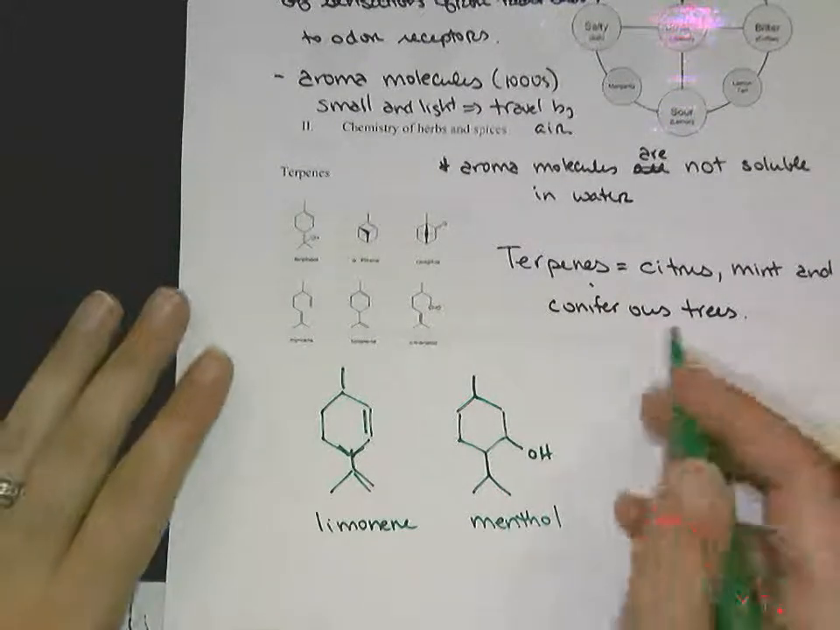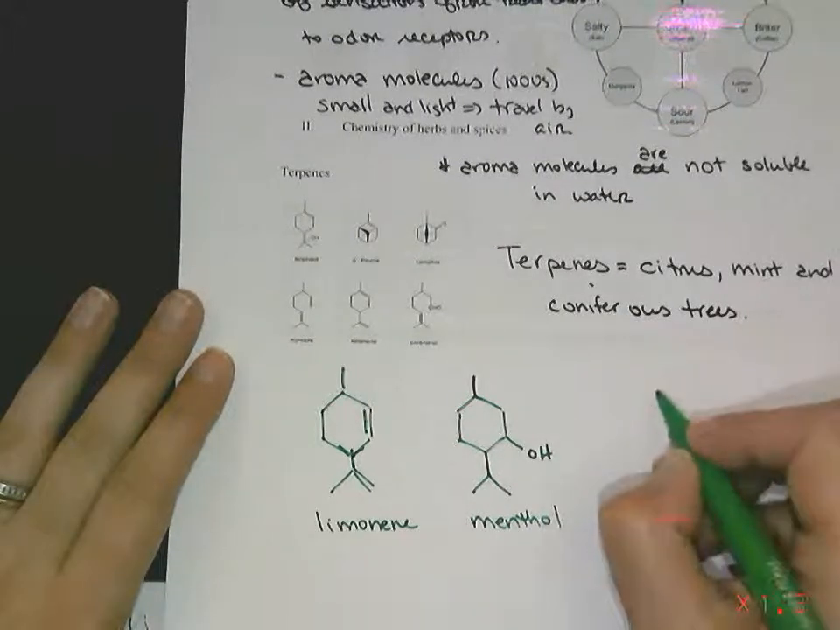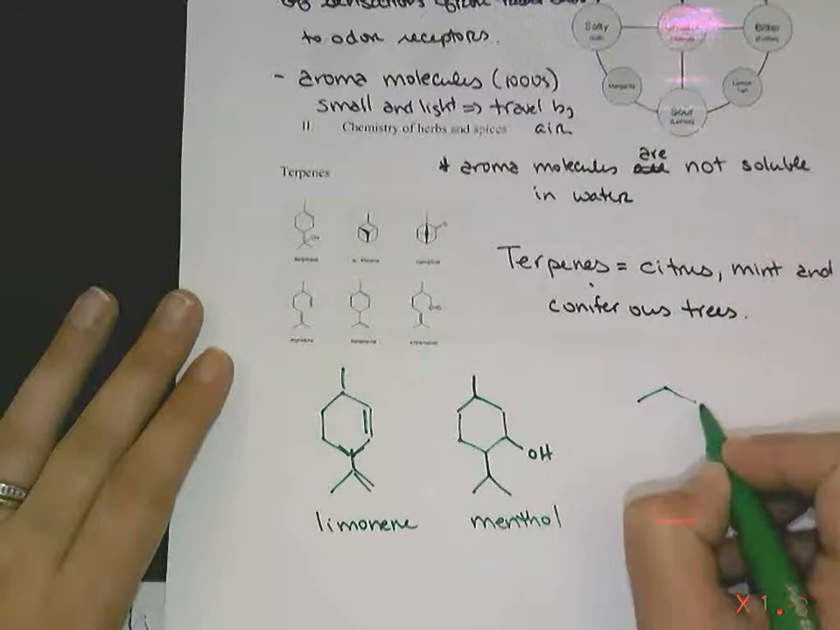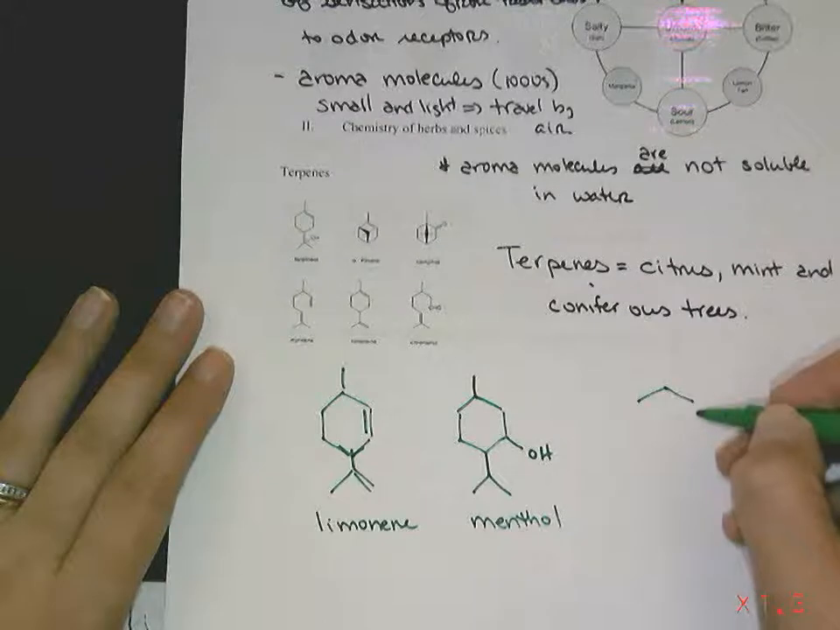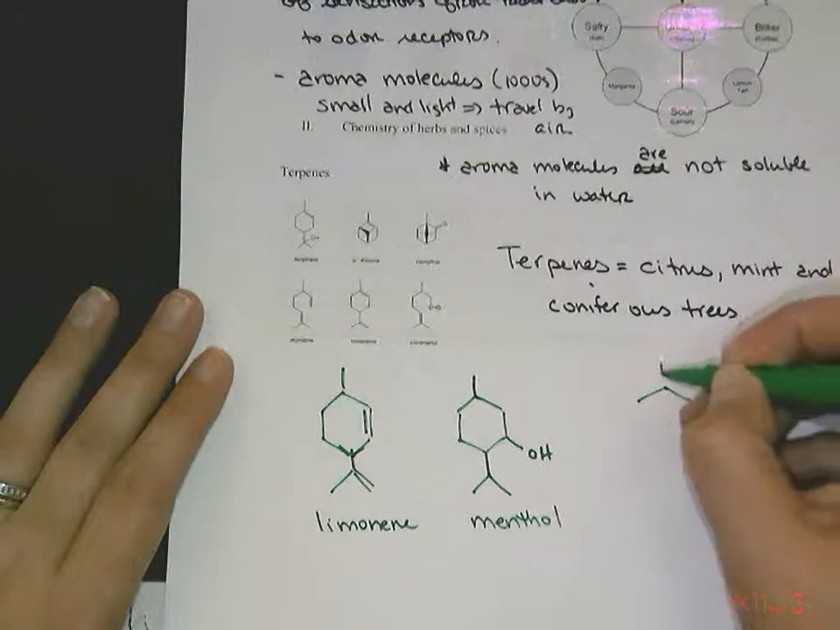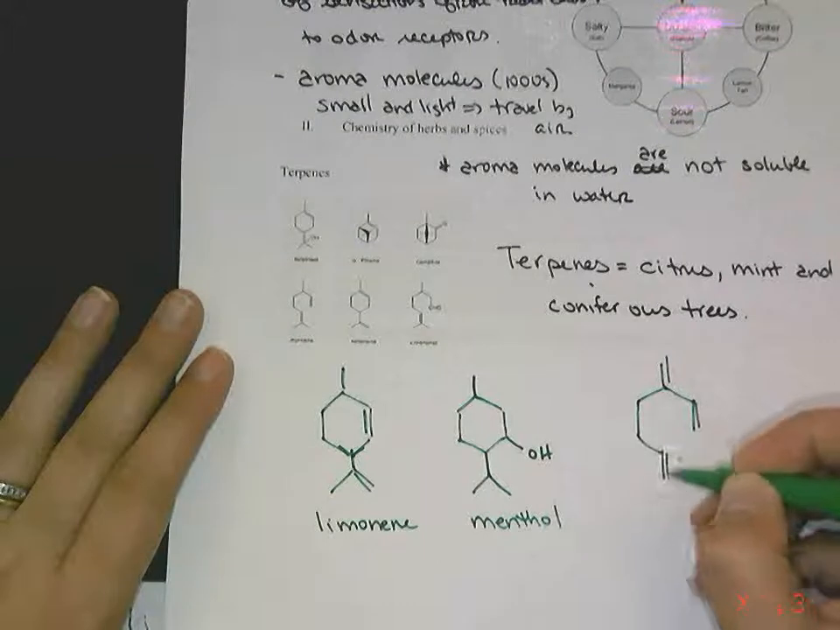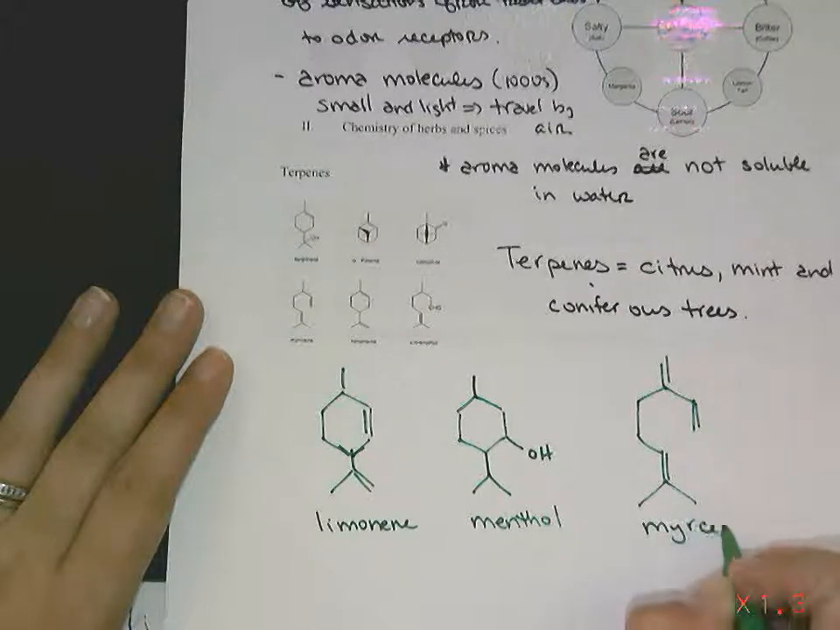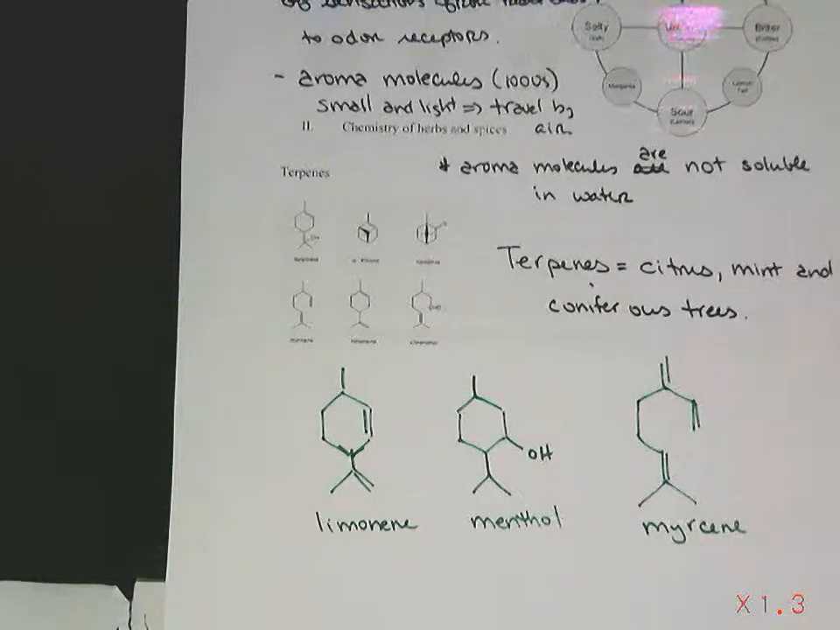And then the coniferous tree one is myrcene, the thing that smells like pine trees, pine flavor. All three of these are very similar structures. The difference is this one has double bonds, this one has an alcohol attached to it, and this one, the ring has been opened. But all three belong to the family of terpenes.